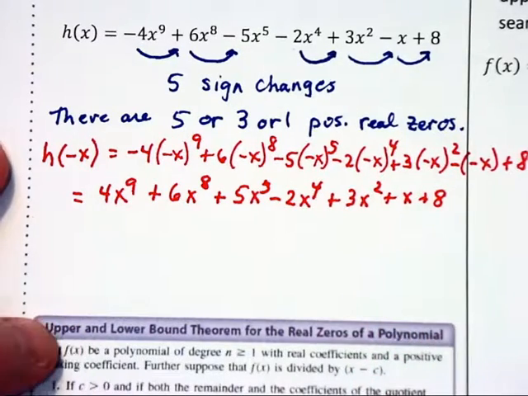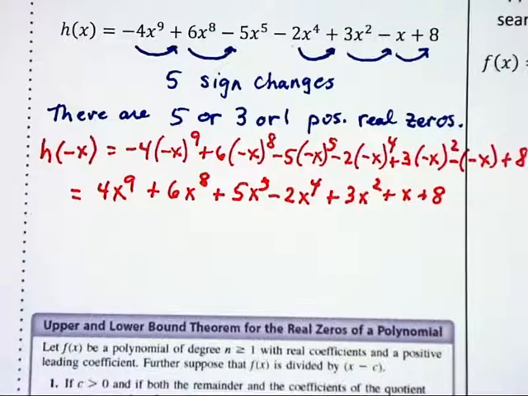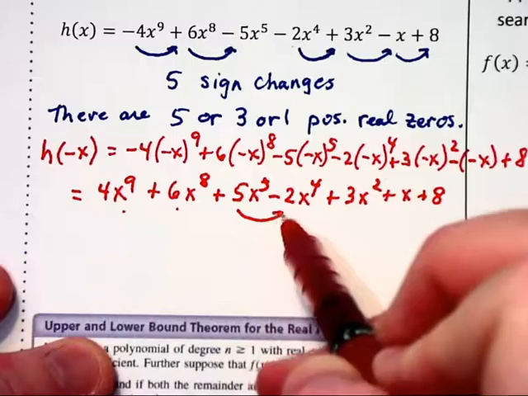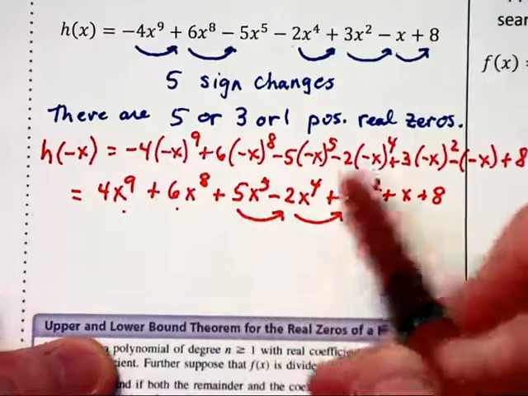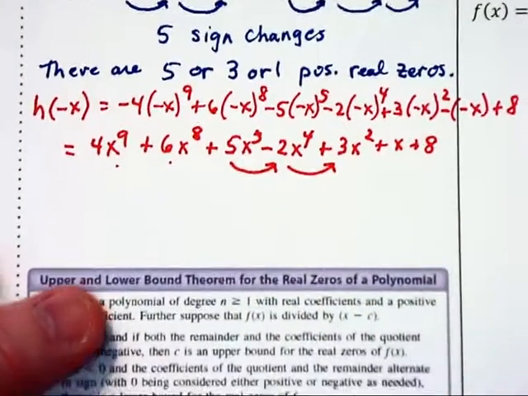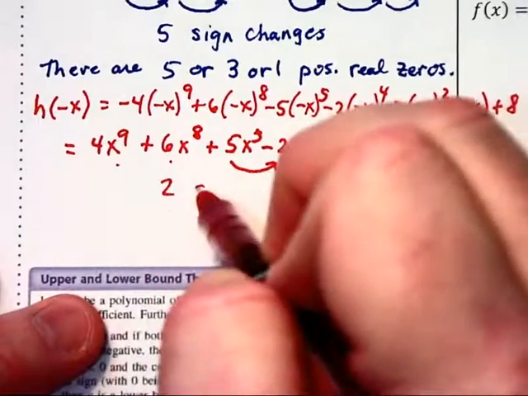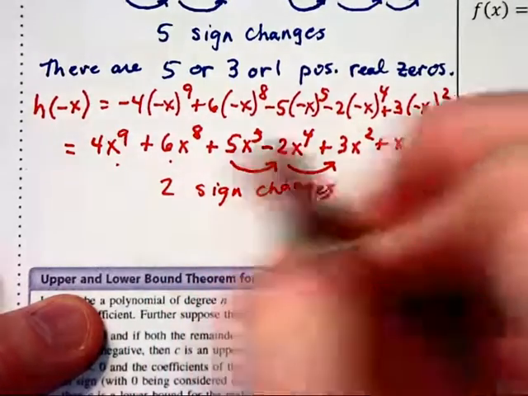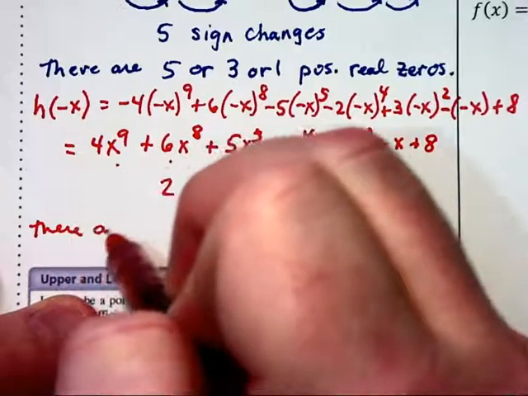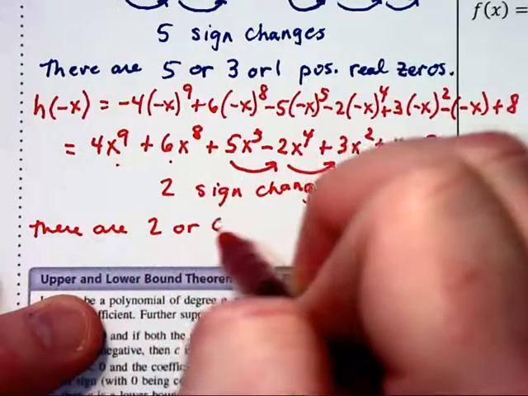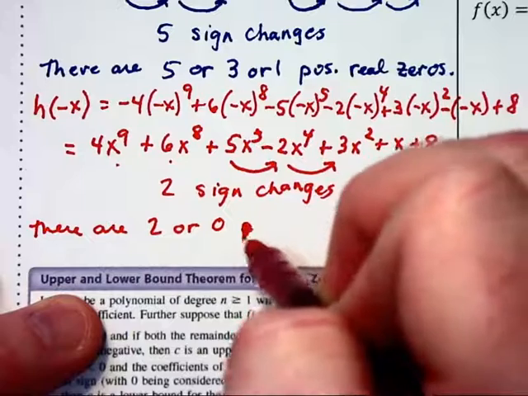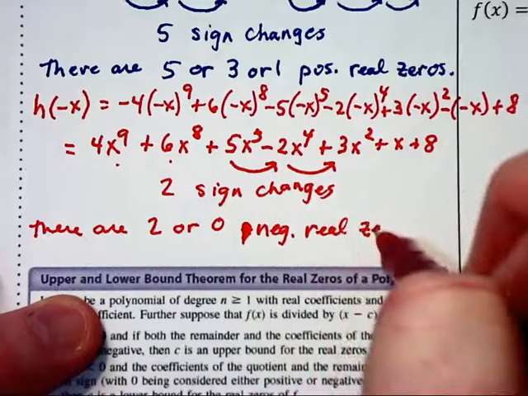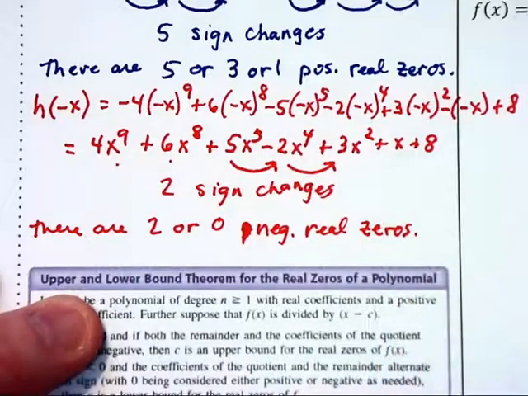Now we count the number of sign changes we have here and find out that we have positive, positive, positive. There's a sign change. There's a second sign change. There are only 2 sign changes. And that basically means that there are 2 or 0, not positive, but negative real zeros to this polynomial.